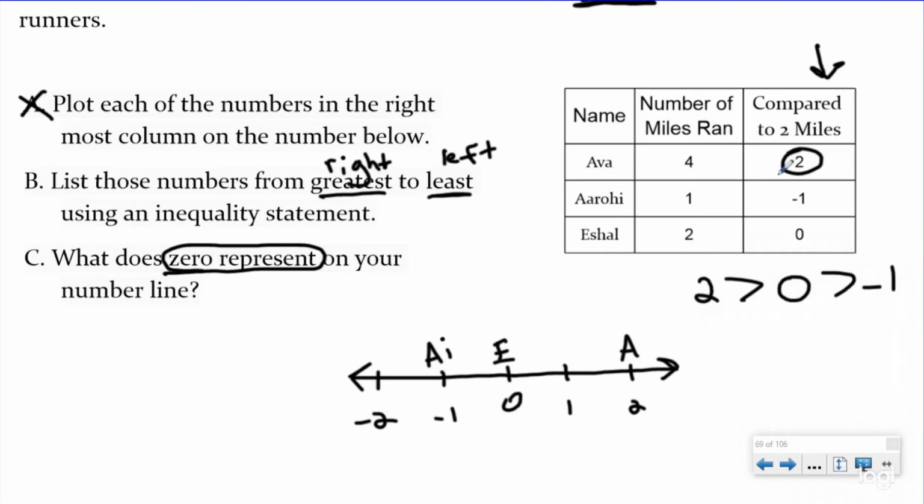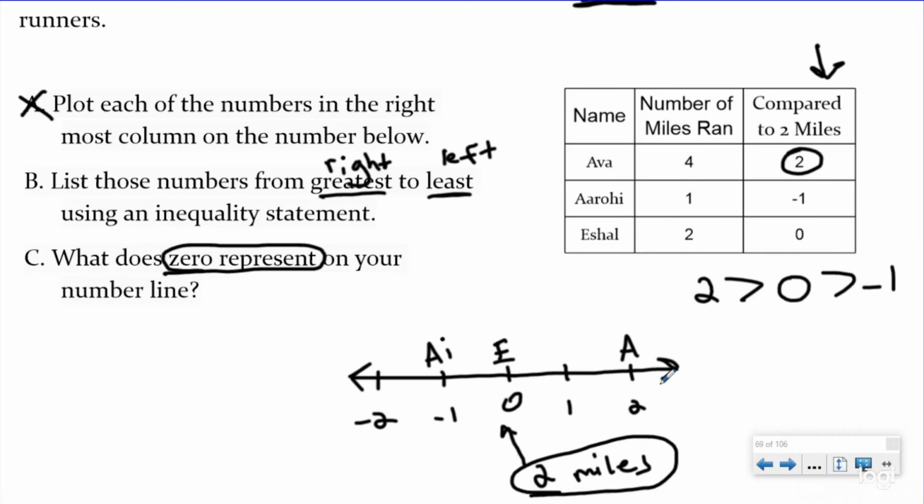And Ishal ran exactly 2 miles a day, which means when you compared it to 2, she was right at 0. So for this question, your 0 actually represents 2 miles, the national average for how many miles people run a day. Ava was 2 more than that, which would really be 4. Ishal was right on it, which means she ran exactly 2. And Arohi was at -1, which means she ran 1 less than 2, which would be 1. So for this number line, your 0 actually represents 2 miles. That's a higher level thinking thought, but that's where we're going.